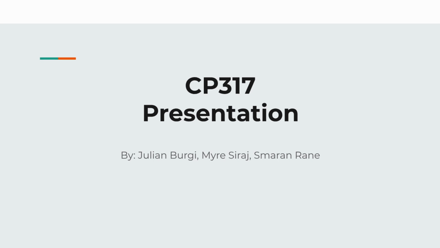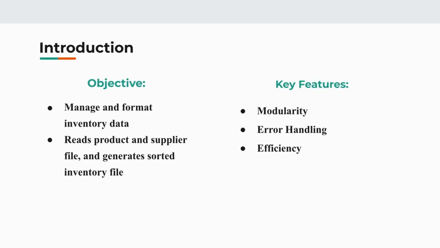My name is Julian Bergy and I'll be taking you through these first couple slides, mostly talking about our system architecture. Our system was built in Java and is designed to read product and supplier data from two separate files, organize it, and generate a clean, sorted inventory report. When designing the architecture, we focused on three main goals: modularity, efficiency, and reliability.